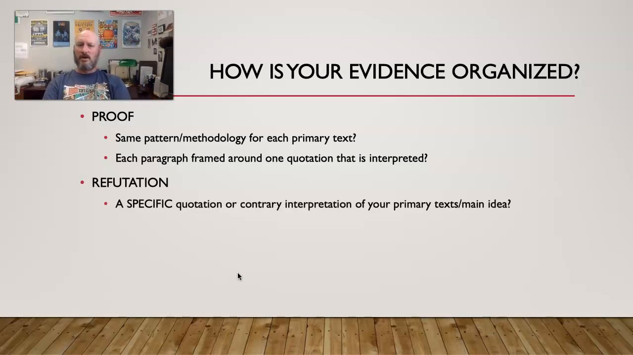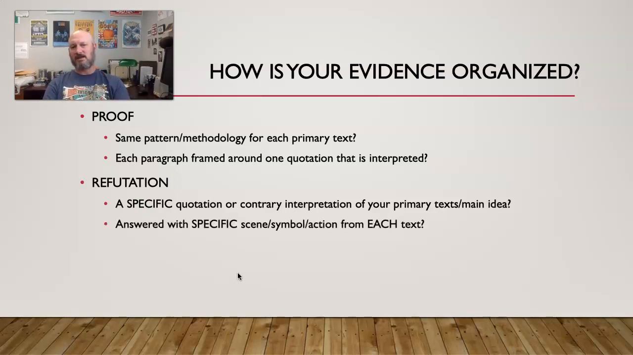In our refutation, if you're going to have a refutation, that's a big if. We need to make sure that you've got a specific quotation or contrary interpretation. Don't make something up. Don't say some people might argue or society might say. Don't do that. You got to bring in a specific critic, and then if you bring them in, you have to answer it with a specific scene, symbol, or action from each text to line up with that.